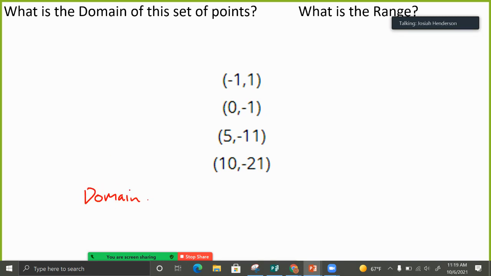We're going to list off the domain as a group, a set of numbers. And same for the range. I'll do that on the right. I want you to try this first. And if anyone is willing to share what they get for the domain or the range, please let me know.